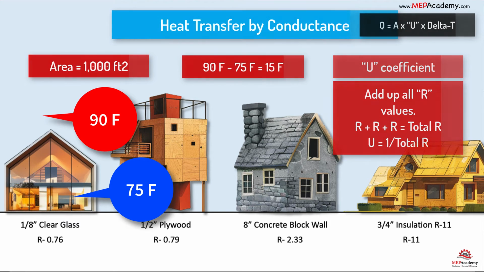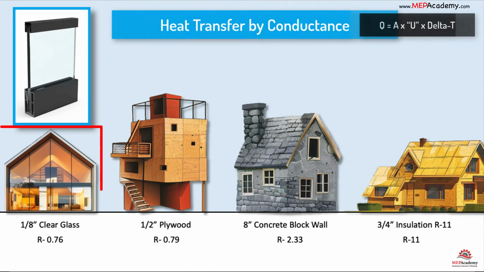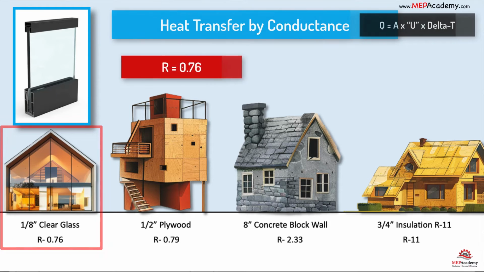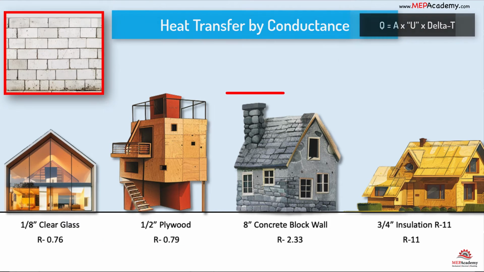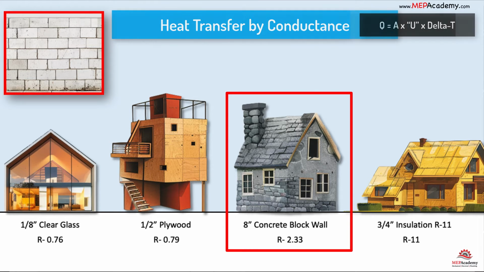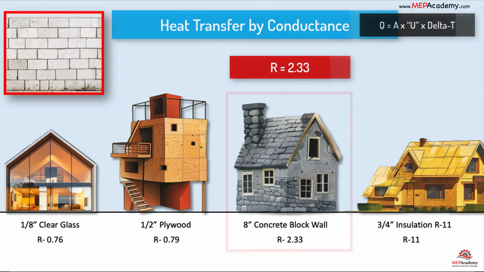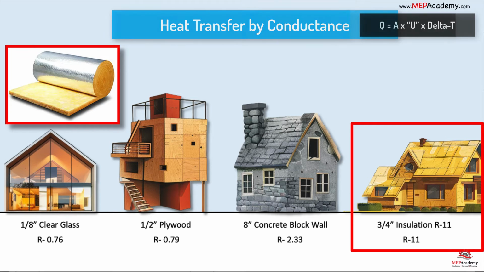Here are 4 different building construction components and their R values. 1/8 inch clear glass, R equals 0.76. 1/2 inch plywood, Douglas fir, R equals 0.79. 8 inch lightweight concrete block, R value equals 2.33. 3.5 inch R11 insulation, R value equals 11.